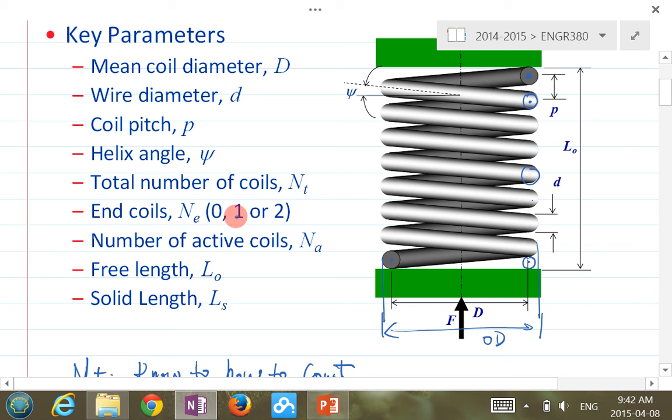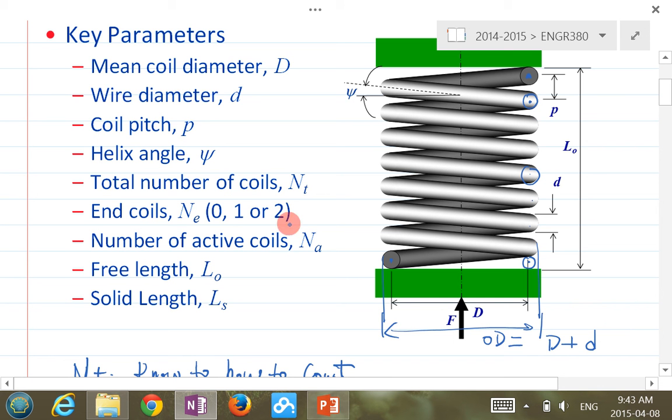So OD is little d plus big D, or is it big D plus 2 little d? OD should be the big D plus small d. Is it 1d or 2d? Should be big D plus small d, right? Okay. So there are different endings.